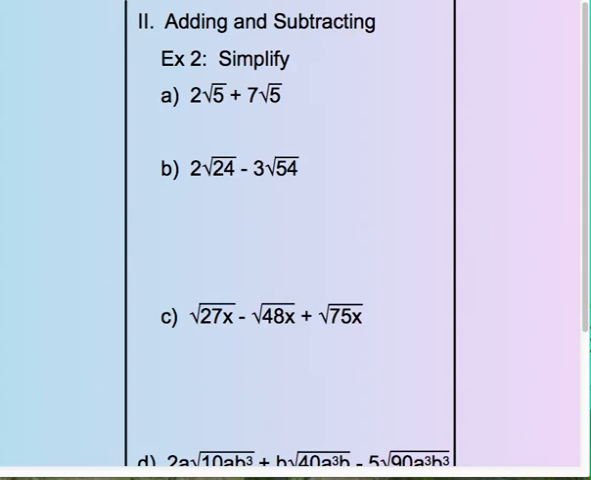So adding and subtracting radicals is very easy if the number under the radical is the same. In part A, we've got 2 plus 7 gives us 9 square root of 5. Square root of 5 can't be simplified, so we're done.